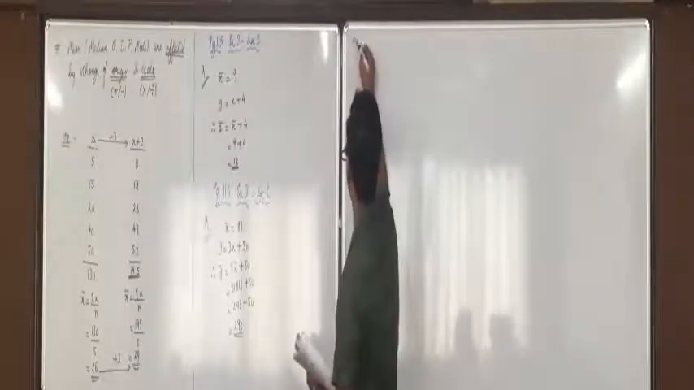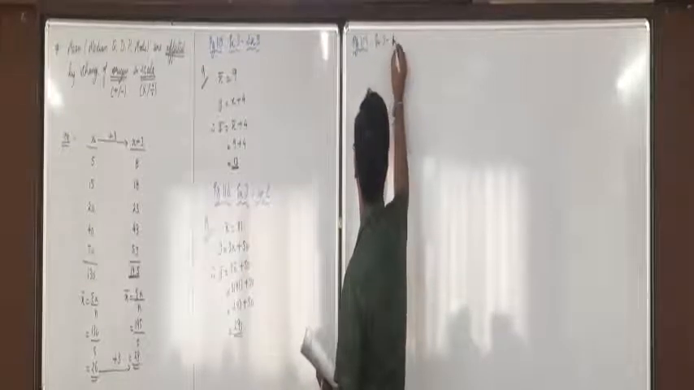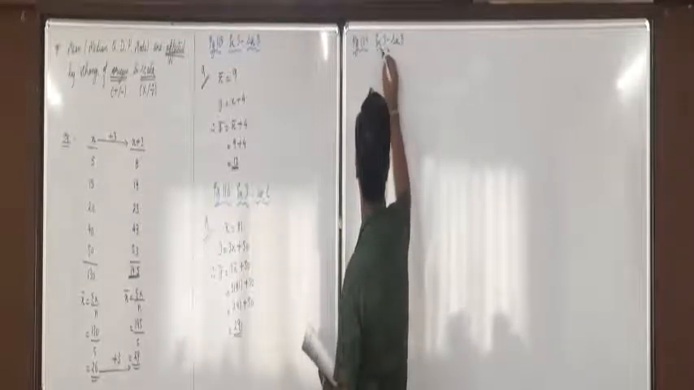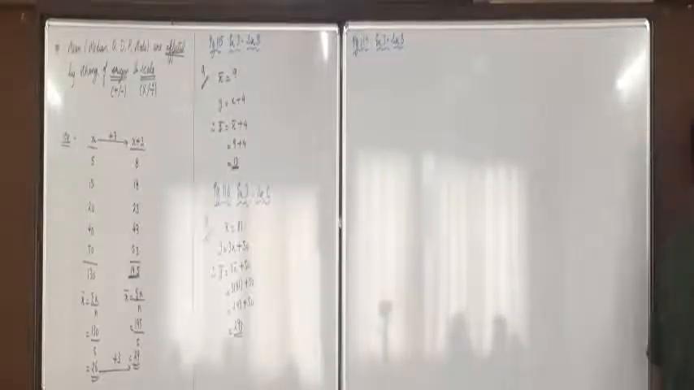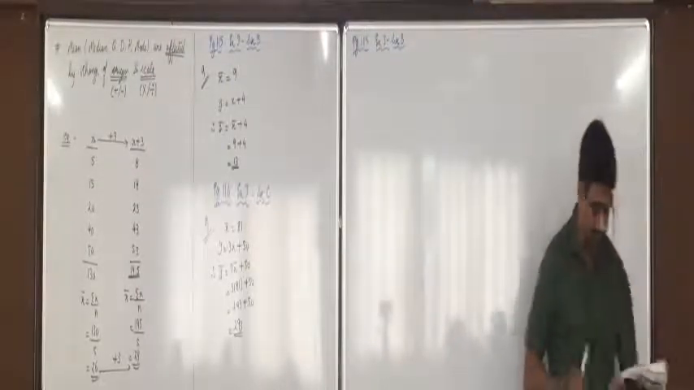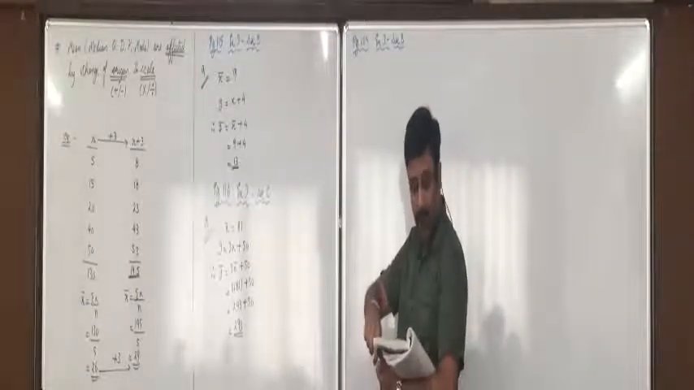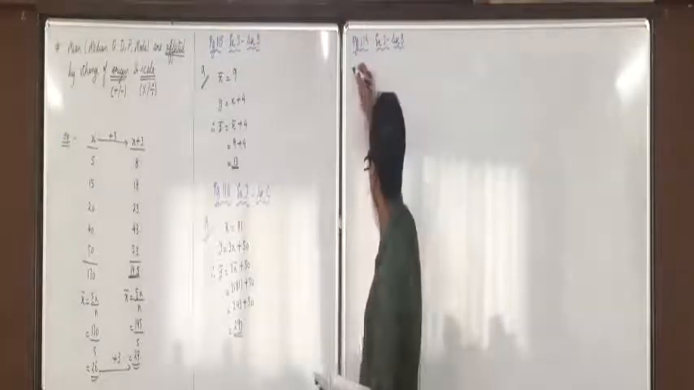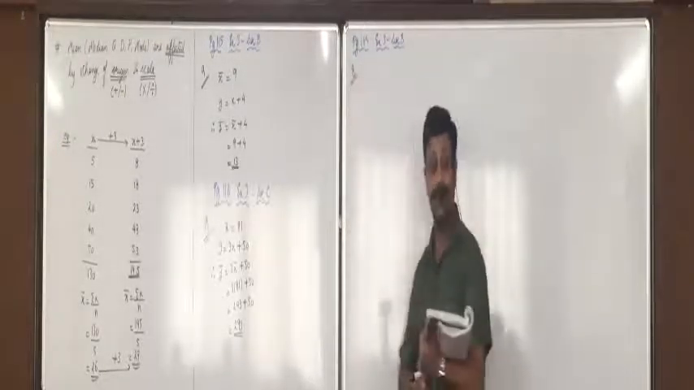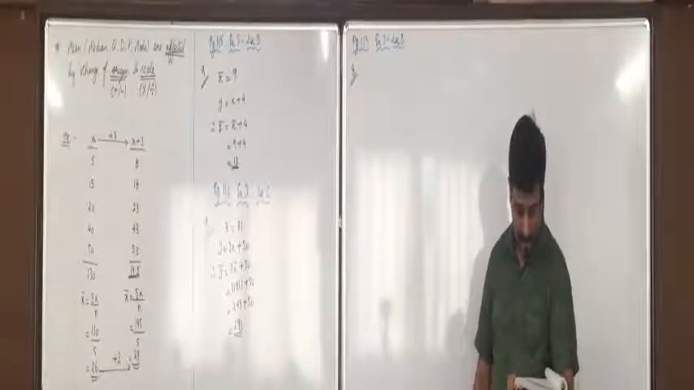Whatever questions are left out, first we complete them. Look at that. Median of 10 observations is 55. If the value of largest observation increases from 100 to 110, find the new median. Can anyone of you tell me what would be the new median? 105. No.